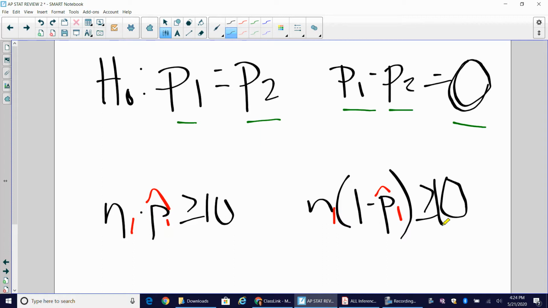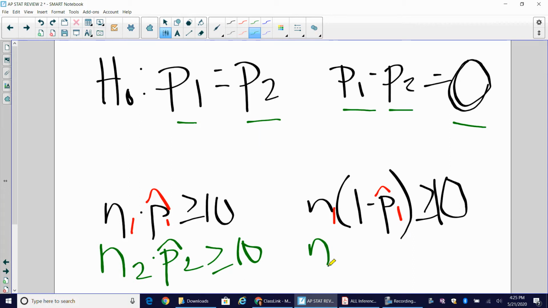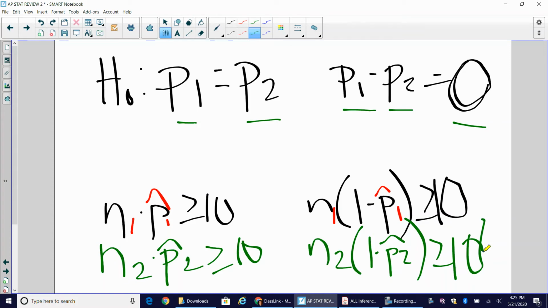And then we also have to check that n2, your second sample size, times your second sample proportion is greater than or equal to 10, and that 1 minus P hat of your second sample is greater than or equal to 10. Okay, this has to be checked with both samples. And the other thing, you have to say that these two samples are independent of each other.